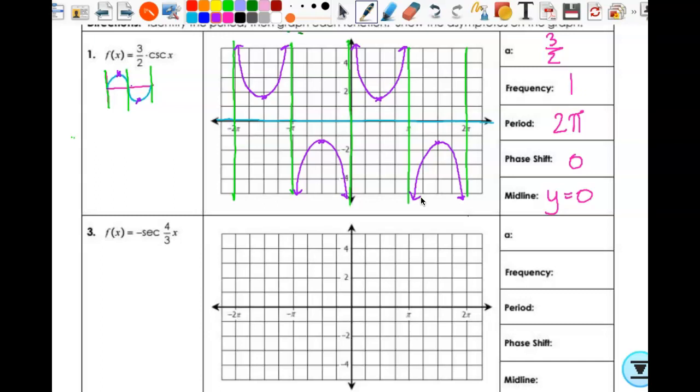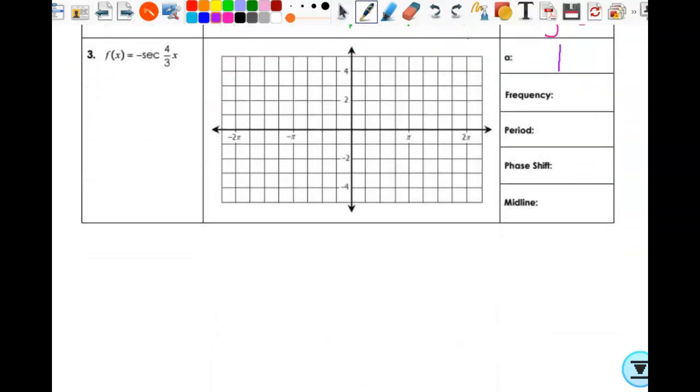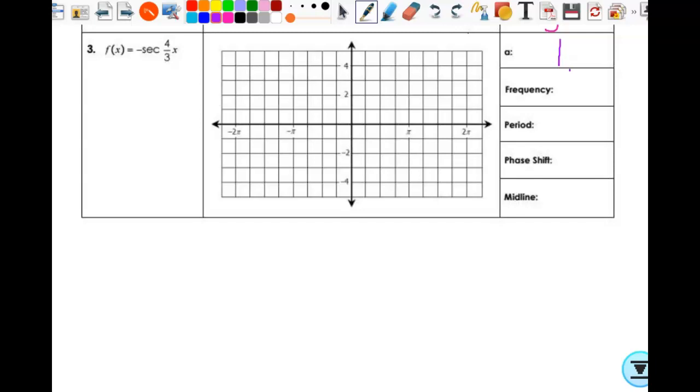All right, so then let's look at number 3. What is A in number 3? 1, right? A is 1. What is the frequency? 4/3. So then what is the period? 3 pi halves. Good. Do I have a phase shift? No. And then midline is at y equals 0.